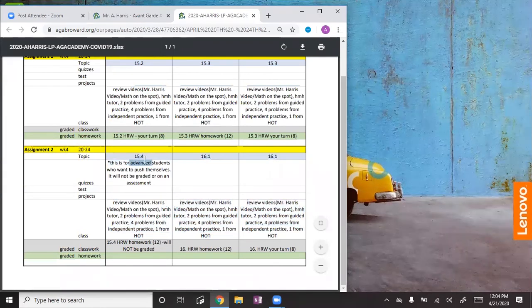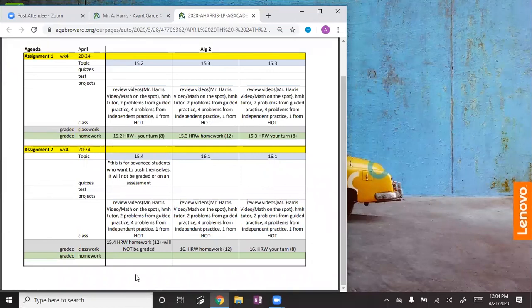15.4, special note: you do not have to do it. I literally put a note in here. Will not be graded. But 15.4 helps out with speed. If A is greater than 1 and they are perfect squares, you can blaze through a problem with ease. If it's not a perfect square, then you have to do what we just did. So make sure that you are paying attention to that. Okay? Any questions?